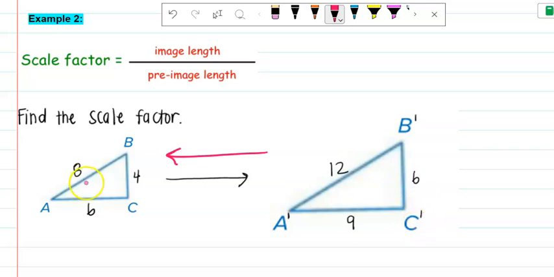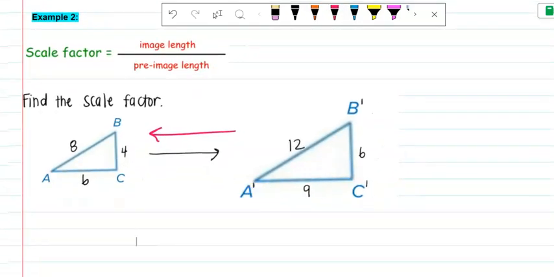Okay, so sometimes it's easy to see, sometimes it's not so easy. So like to get from 8, which was AB, to A prime, B prime is 12. Or 6 to 9, 4 to 6. Off the top of my head, I can't think of it, like 12 is not a multiple of 8, and 9 is not a multiple of 6. So it might be a little bit harder to see what they are.